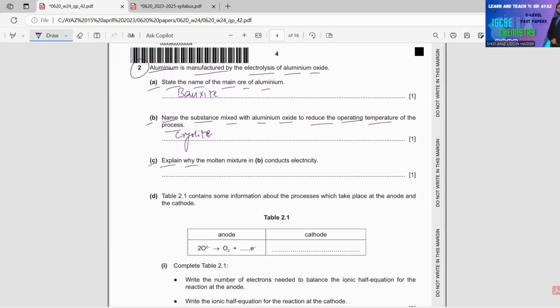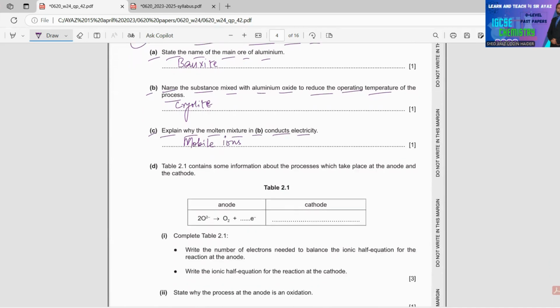C. Explain why the molten mixture in B conducts electricity. It's due to the presence of mobile ions. So a liquid conducting electricity must have mobile ions in it. Part D, table 2.1 contains some information about the processes which take place at the anode and at the cathode. Only the anode reaction is given. Number 1, complete table 2.1. They are asking about the reaction which takes place at the cathode.